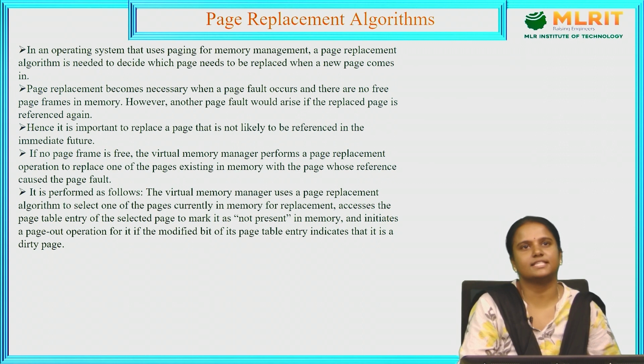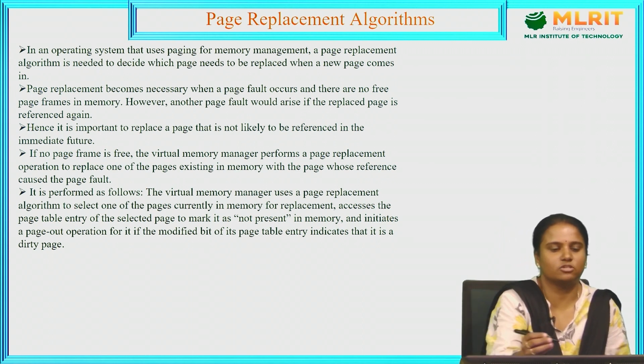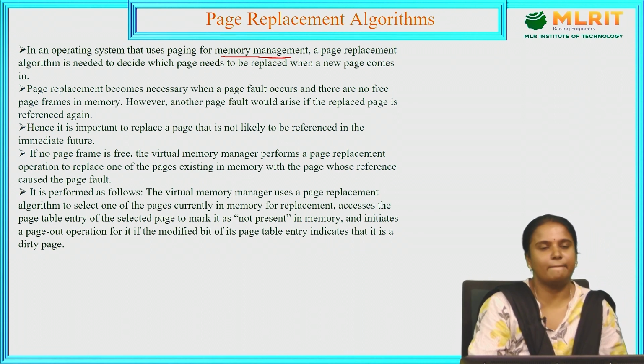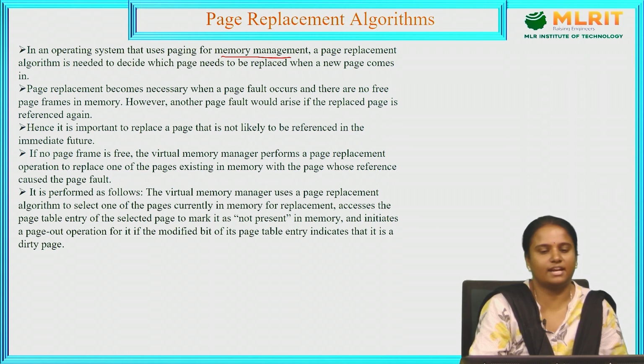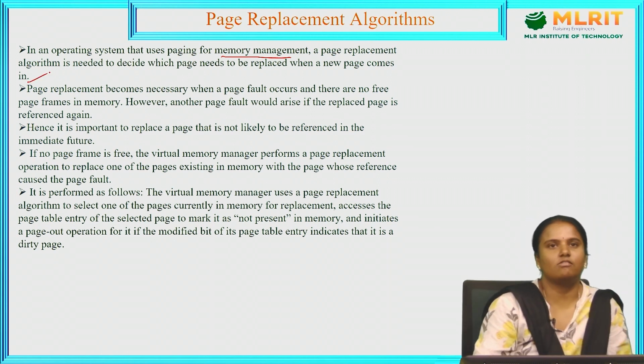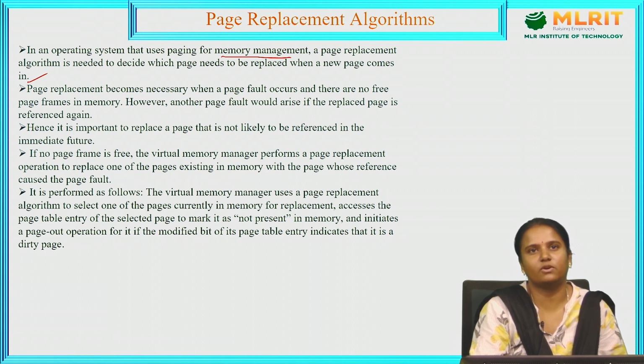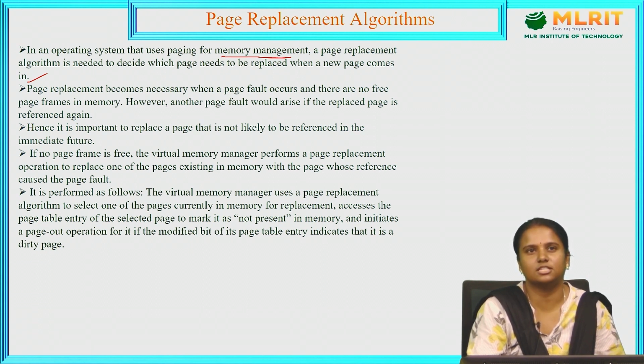In an operating system that uses paging for memory management, a page replacement algorithm is needed to decide which page needs to be replaced when a new page comes in. It decides what to do when the memory of the CPU is full and we cannot insert any page into it. The page should be replaced by using three algorithms: FIFO, optimal, LRU. Which page should be replaced when the new page arrives is chosen by this algorithm.